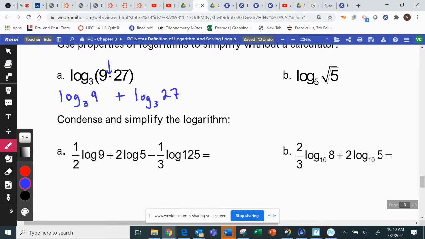Now this should be much easier to solve. Log base 3 of 9, who knows that answer? 2 plus log base 3 of 27. So 5 is the answer.